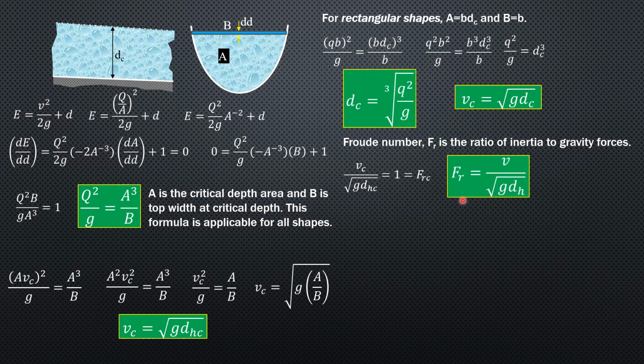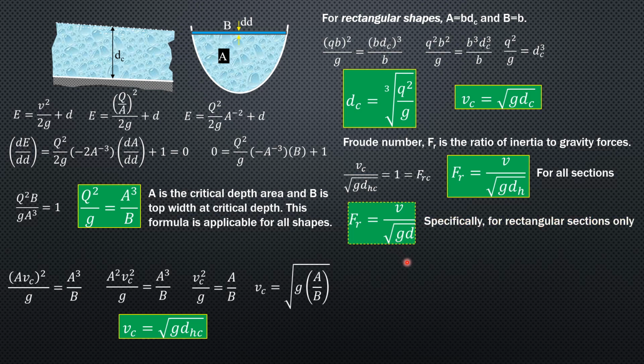So in general, Froude number is mean velocity of flow divided by square root of G times hydraulic depth. In general, not necessarily at critical, because if it is critical, then this is V sub C, then critical hydraulic depth, and it is equal to 1. So that's the general formula for all sections. For rectangular sections, you just replace hydraulic depth by depth. So Froude number for a rectangular section is simply the mean velocity of flow over square root of GD.